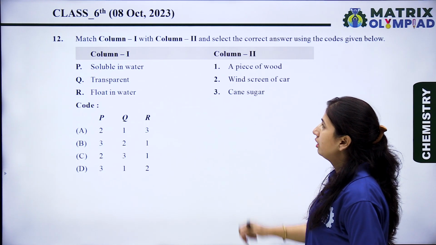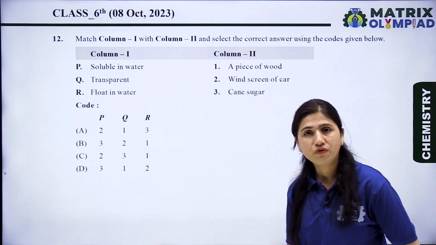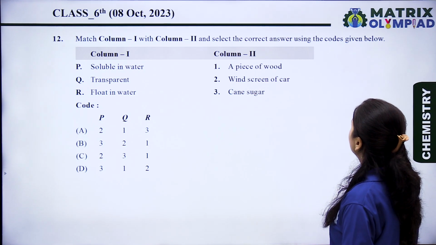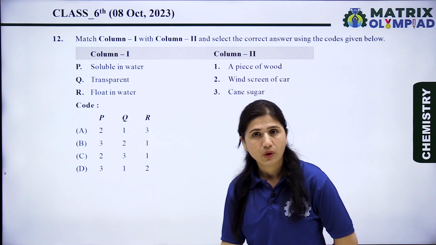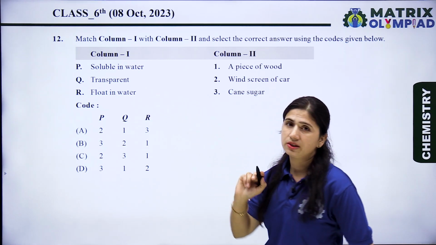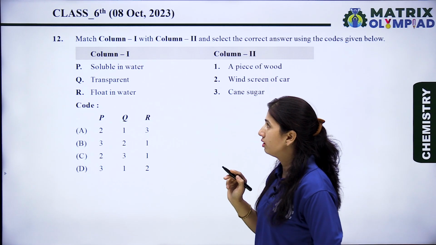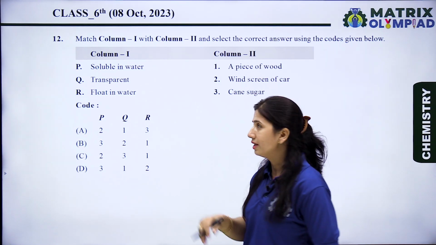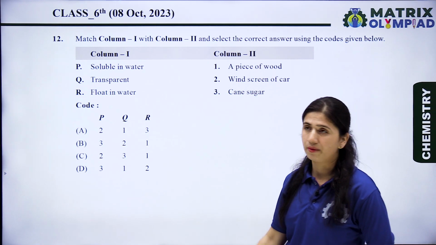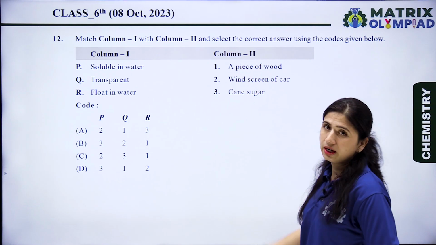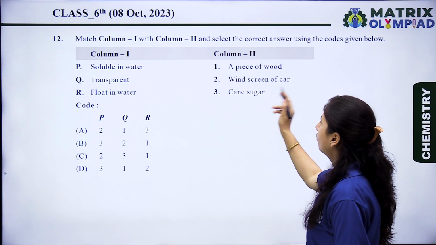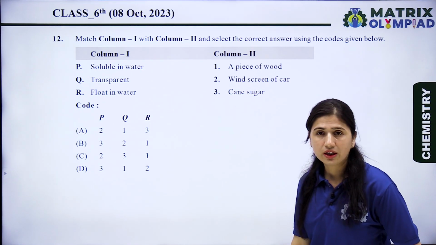Now let's see the next question. Match column first with column second and select the correct answer using the codes given below. Okay, now in the column first, there are three properties. First is solubility, second is transparency, and third is density. Okay, and now in the second column there is a piece of wood, next is a windscreen of car, and third option is cane sugar.